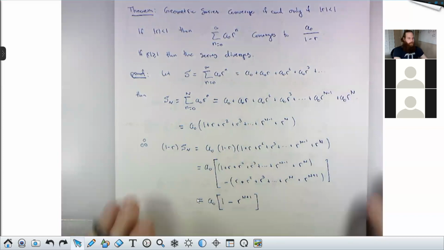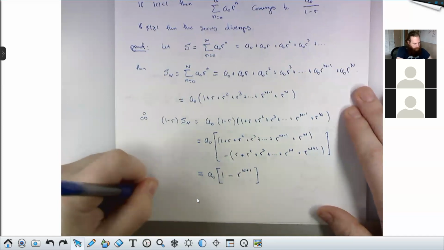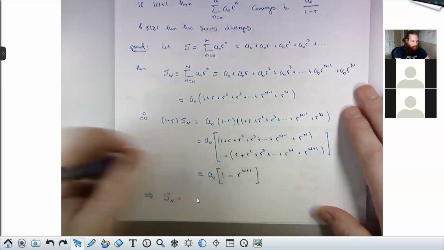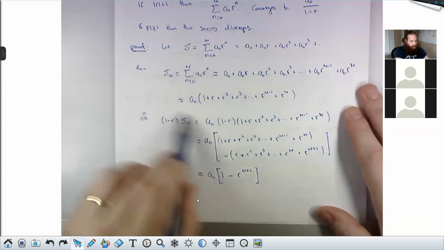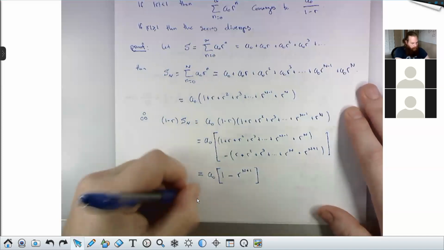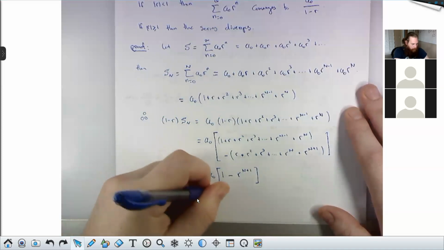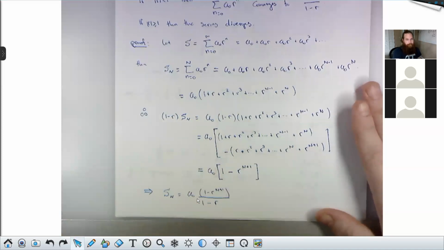Now divide through by 1 minus R. So Sn, if I divide both sides by 1 minus R, this will just go back to being Sn. And over here, I have A naught times 1 minus R to the n plus 1 over 1 minus R.